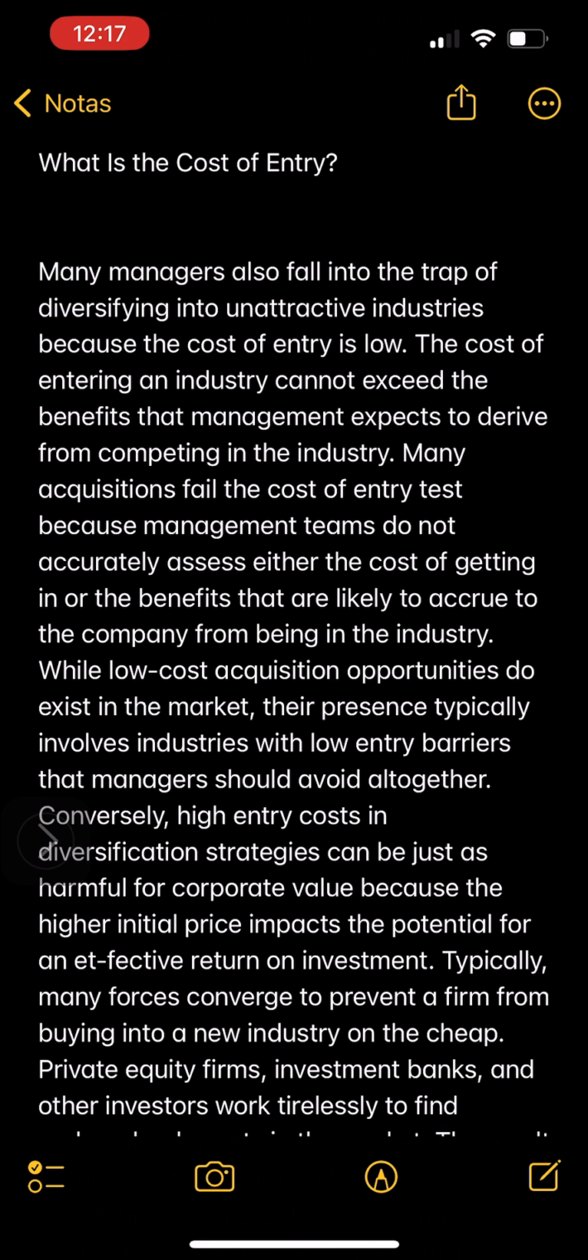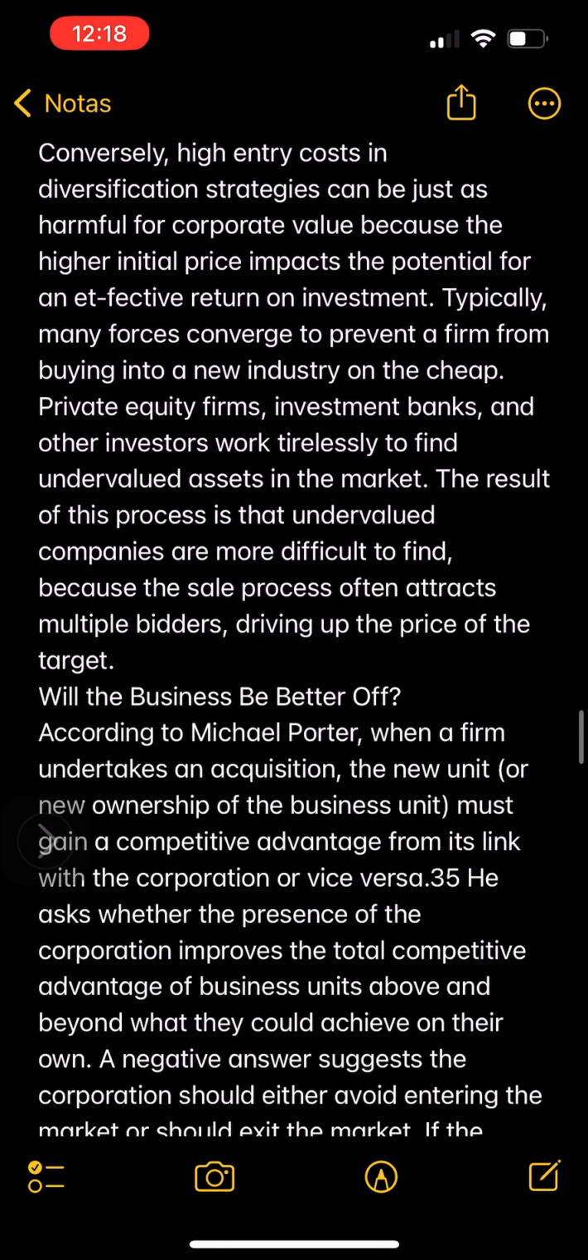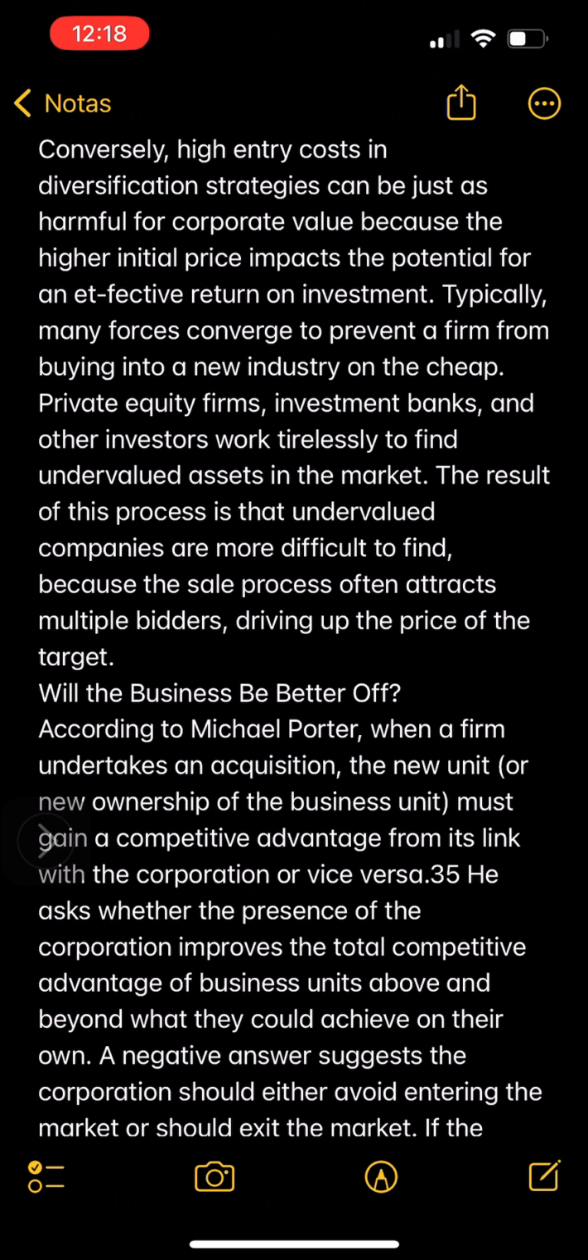While low-cost acquisition opportunities do exist in the market, their presence typically involves industries with low entry barriers that managers should avoid altogether. Conversely, high entry costs in diversification strategies can be just as harmful for corporate value because the higher initial price impacts the potential for an effective return on investment. Typically, many forces converge to prevent a firm from buying into a new industry on the cheap. Private equity firms, investment banks, and other investors work tirelessly to find undervalued assets in the market. The result of this process is that undervalued companies are more difficult to find because the sale process often attracts multiple bidders, driving up the price of the target.